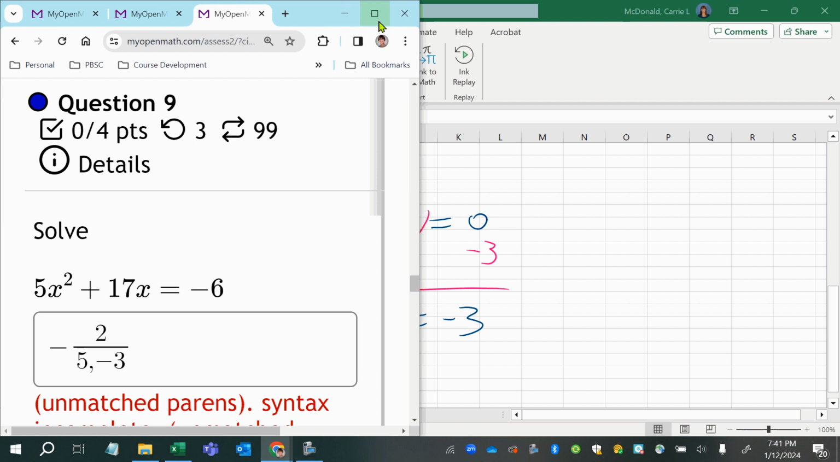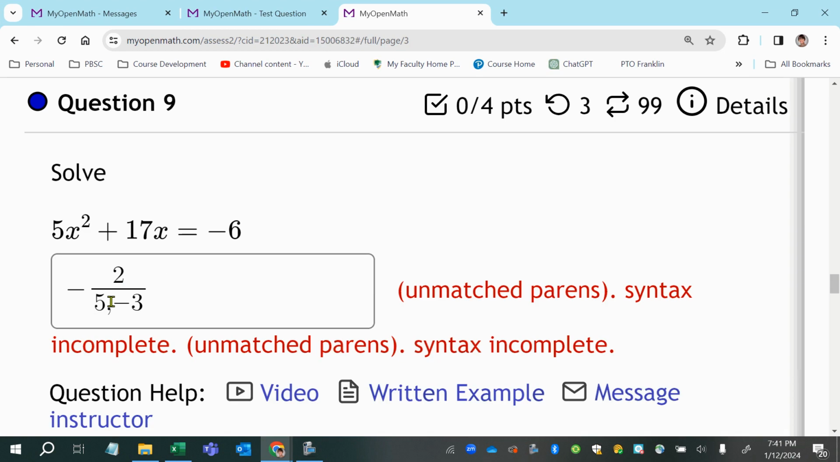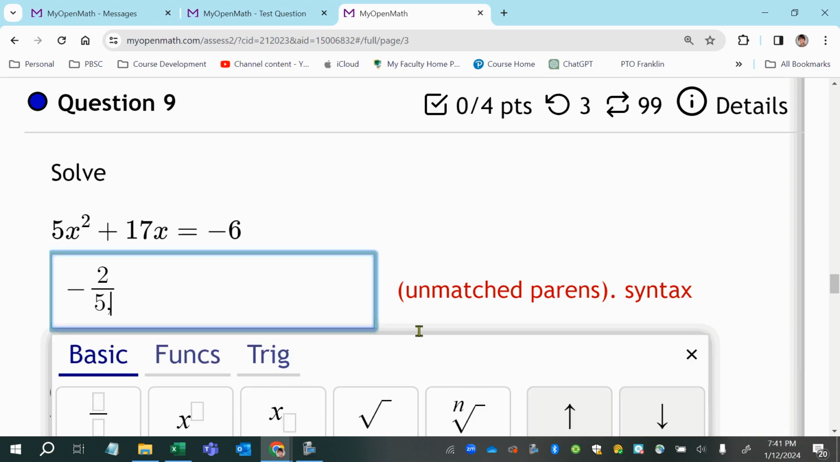That was weird. Let me fix this. You've got to get outside of the fraction first using the arrow key, and then you can put your comma to put the other value.